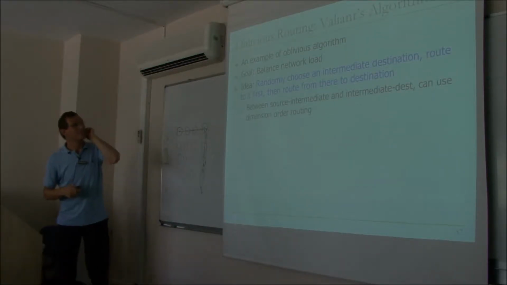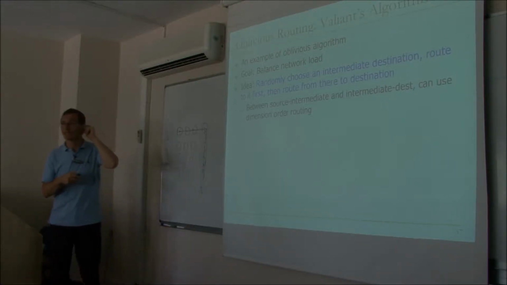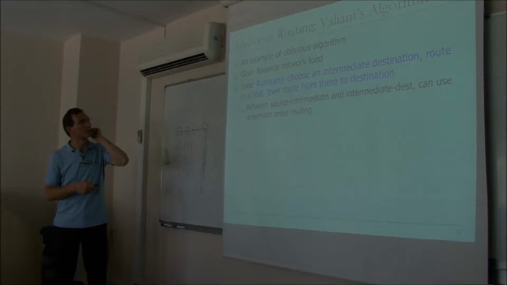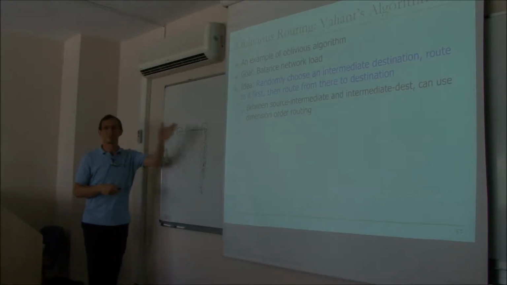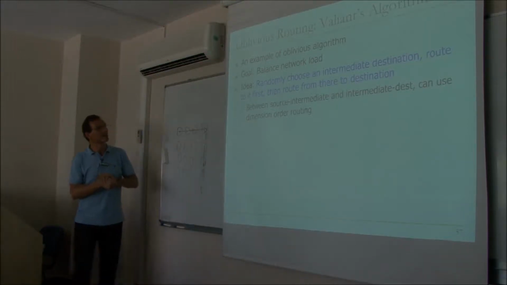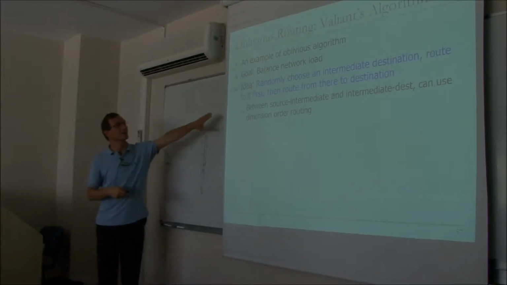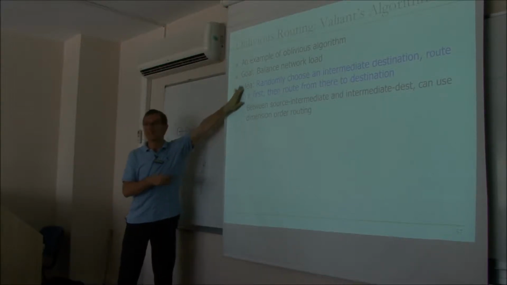Okay, one example of oblivious routing is Valiant's algorithm. This is from Leslie Valiant, who won the Turing Award, I think last year or 2 years ago. And I don't have the paper reference, but you can find it, you can search for Valiant's algorithm. This is an example of an oblivious algorithm. The goal is to balance the network load. And the idea is very simple.